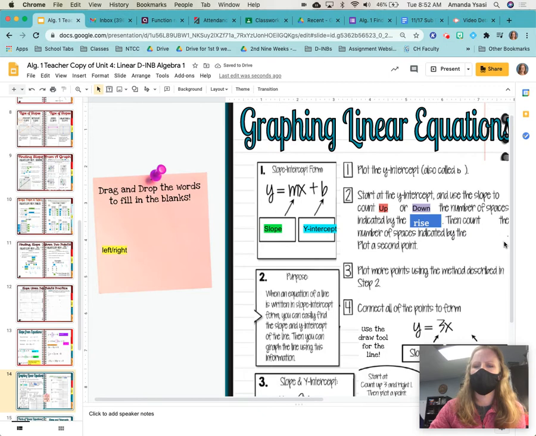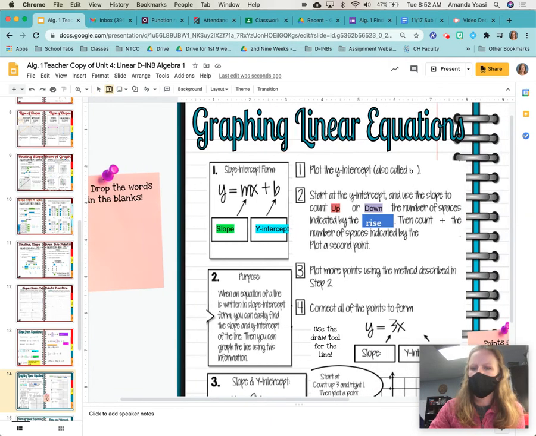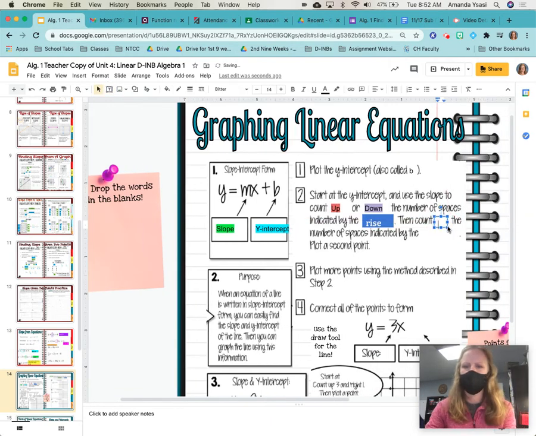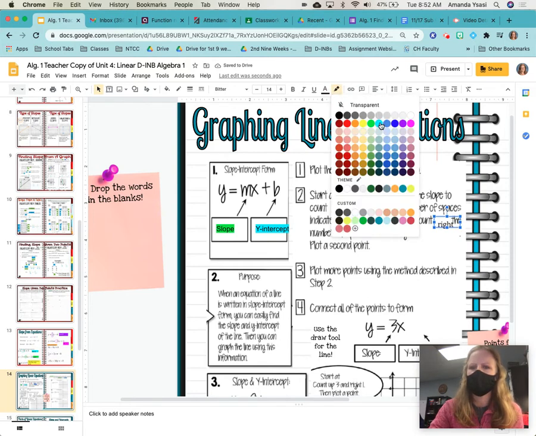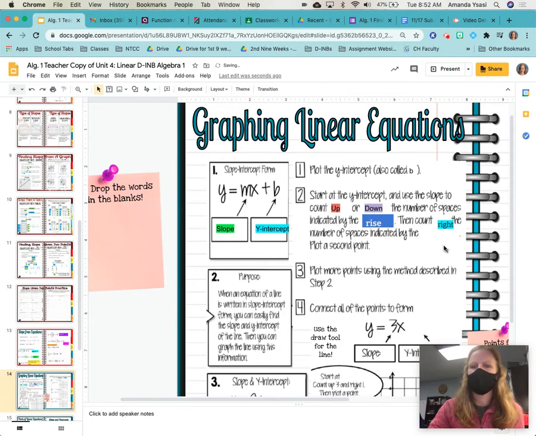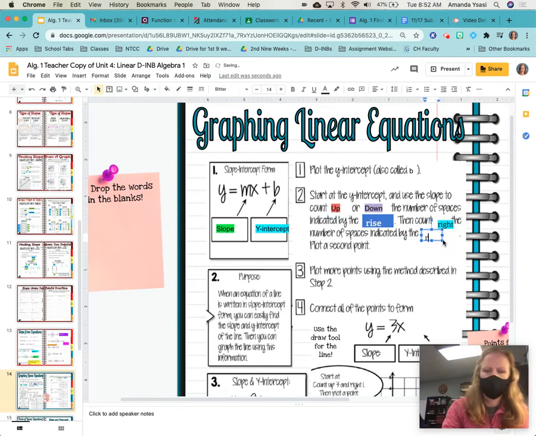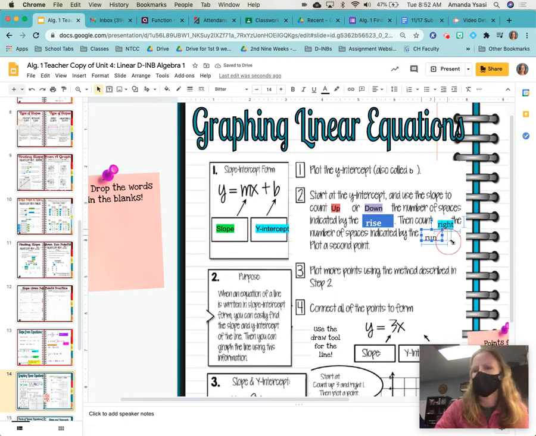Then count. We are only going right, but sometimes we can go left. Then count right. So let's make another text box. Then go right the number of spaces indicated by the, we need another text box, run. So rise is going to be your up or down. Run, we are always going to go right to get our next point.